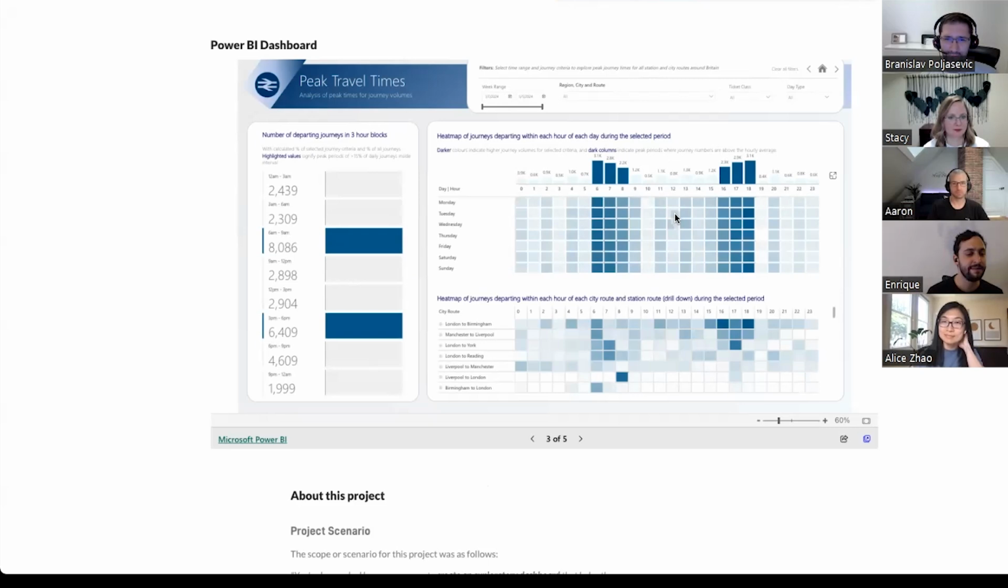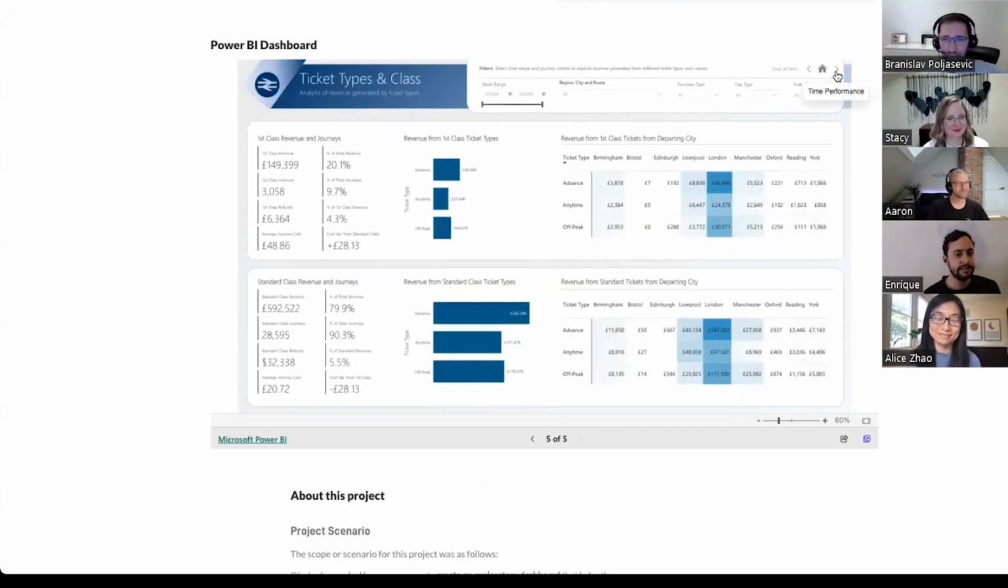I'll go back. The heat maps without any numbers in them, very clean, very consistent. From there, again, we're looking at ticket types and class. It's broken down high level, first class here, standard class here. We've got these high level APIs. Then we break it down by ticket types as well, and then by ticket type and departing city. So again, top to bottom view, very consistent.